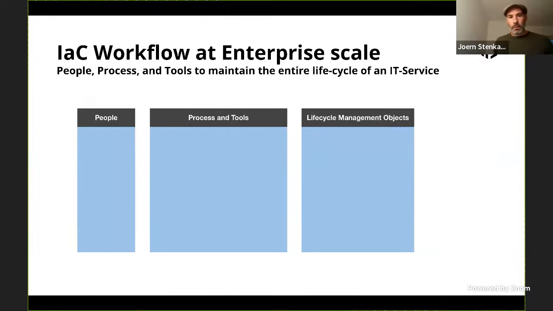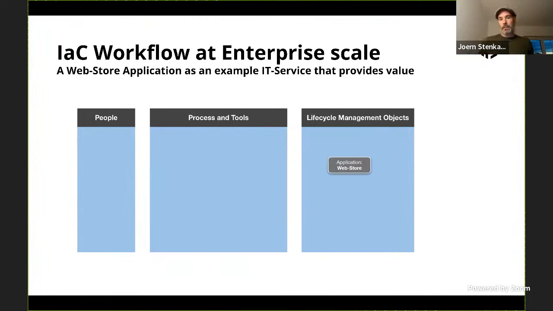So if we are talking about workflows at enterprise scale, we simply have, from an organizational perspective, always the golden triangle of people, processes, and tools. And the combination of those three is the enablement from an organizational perspective to do life cycle management of any object that is important to them.